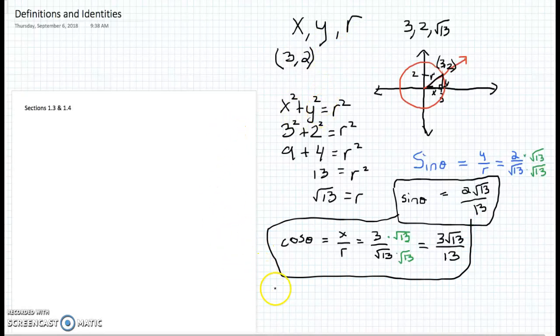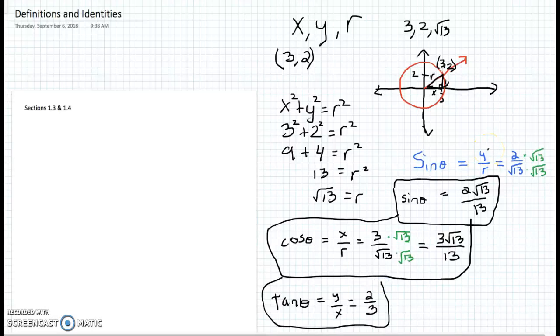Okay, let's look at tangent. So tan theta. Now, if you look at your definitions, this is y over x. So look at your values of y and x, and this is quite simply 2/3. Done.